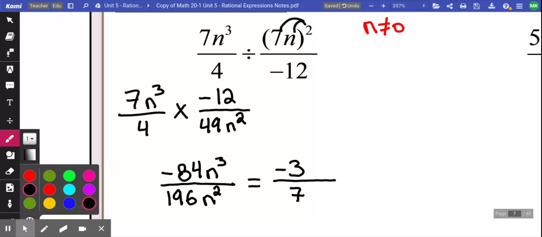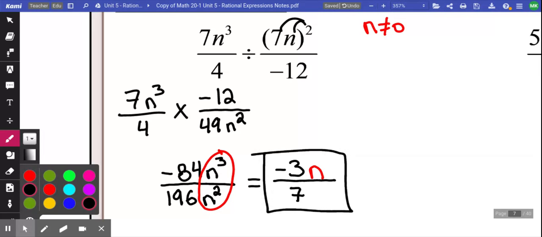Pretty confident in that. I then can also cancel out these n's. I have n to the power of 3 divided by n squared. That means I have one more n on the top. I should have negative 3n divided by 7 as my answer. Hopefully you crush that. That's actually harder than the other one, I think, even though it's monomials.